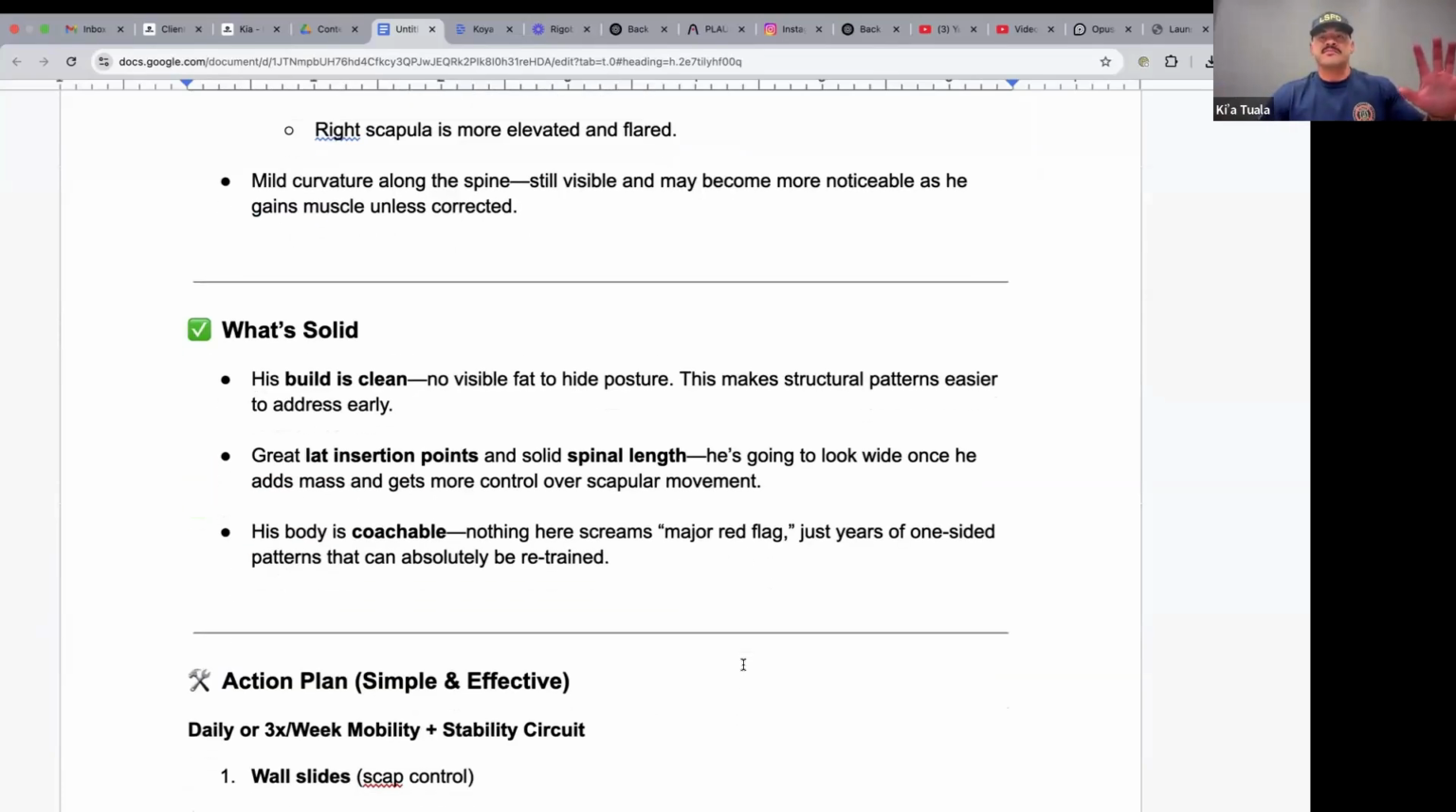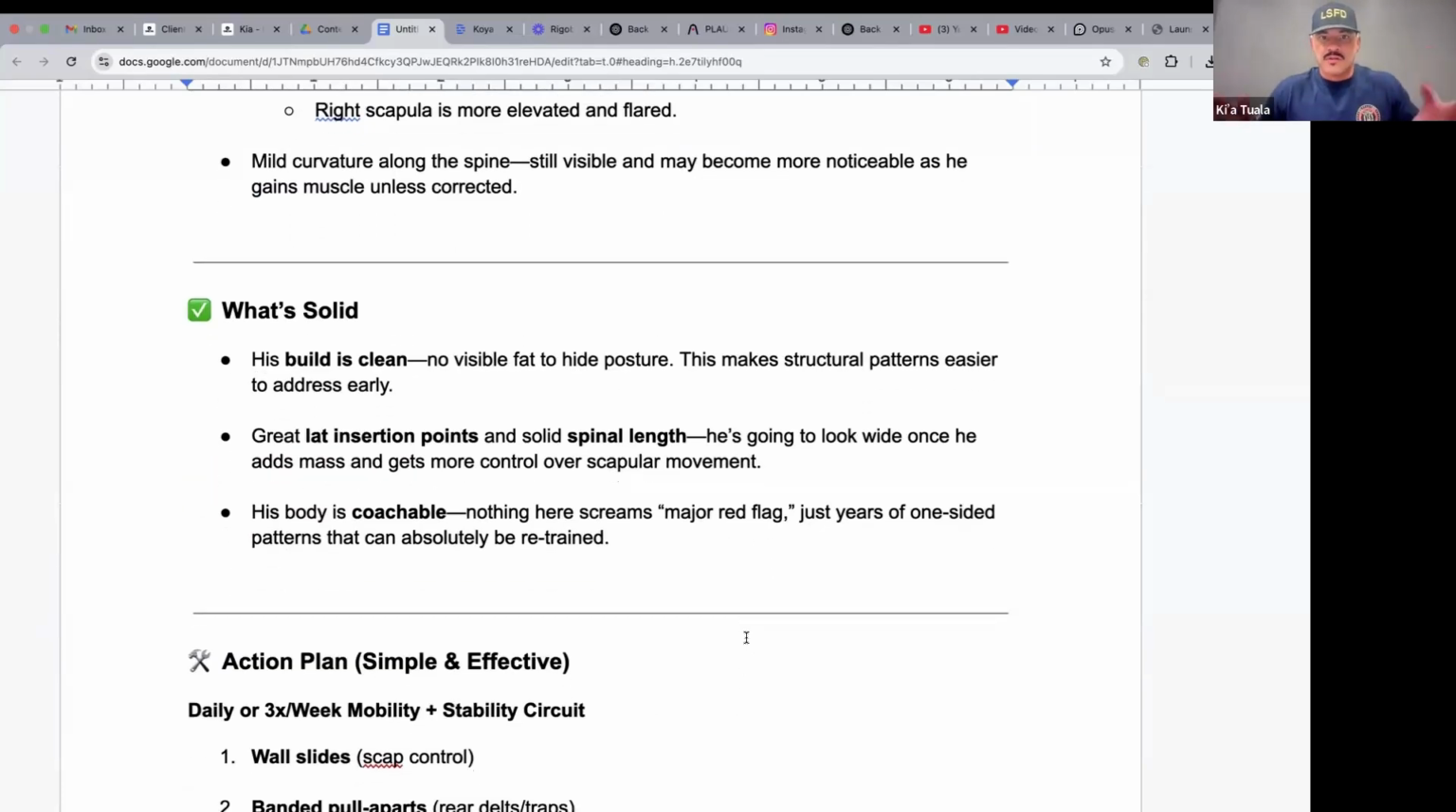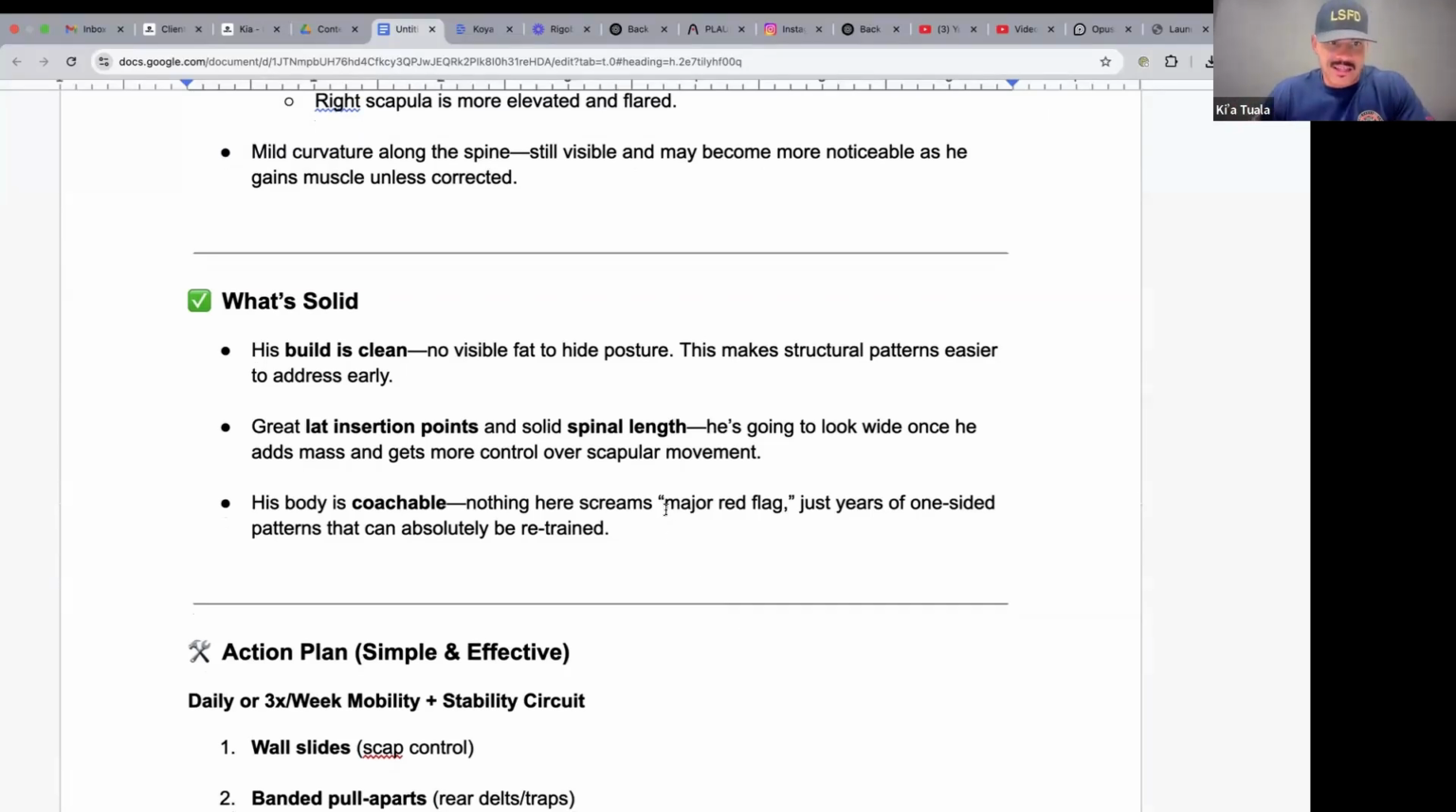So let's talk about the good things. He can build. His build so far is clean. No visible fat to hide his posture, so we can see what it is. This makes structural patterns easier for us to address early in this phase that he's at in life.